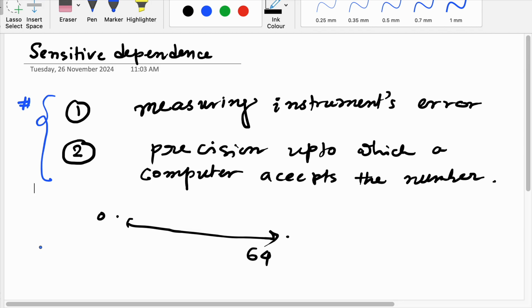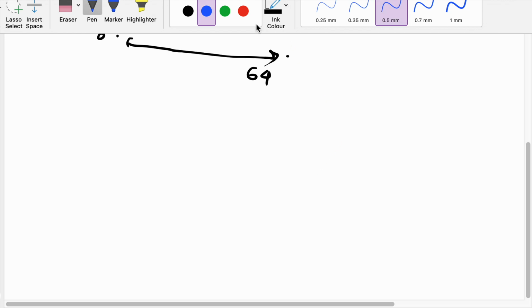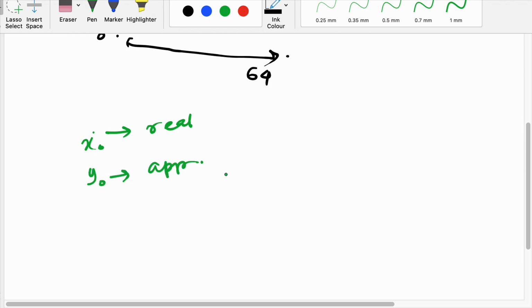So that's why comes the concept of sensitive dependence on initial conditions. Suppose we have two initial conditions: x0 is the real condition and y0 is the approximated value that we give as input in the computer as the initial condition.